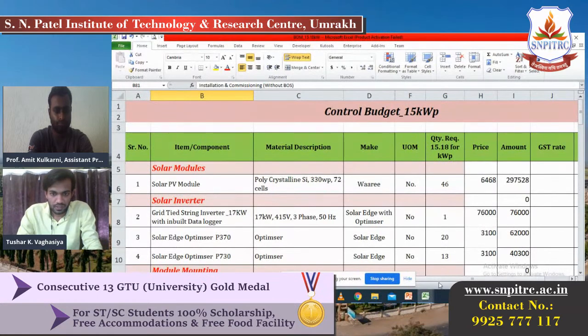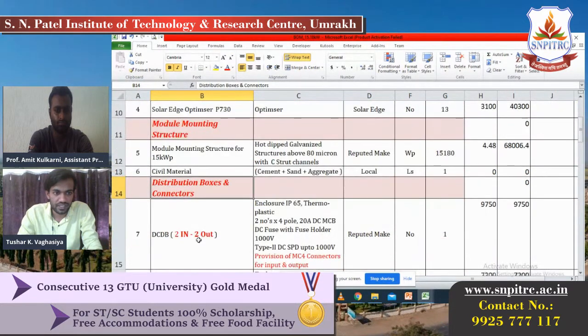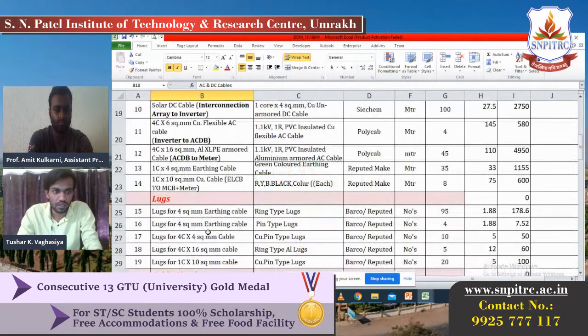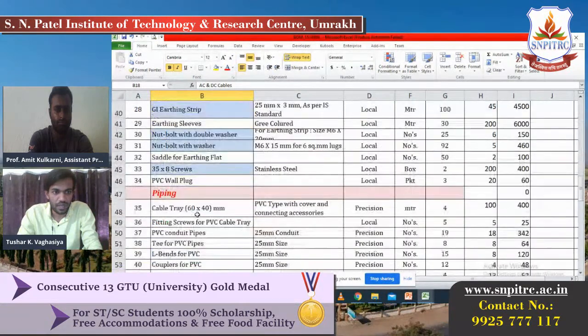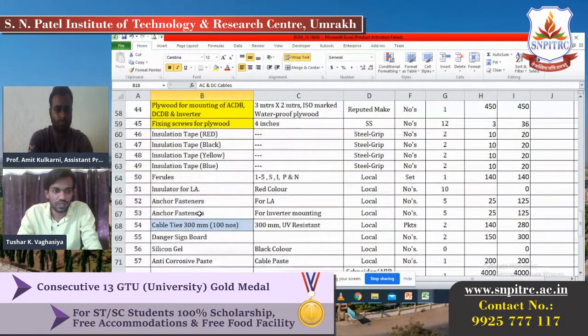So here are some of the items: the solar module, solar inverter. Also there is the module mounting structure, distribution box, and the ACDB and DCDB are part of the distribution box. AC cable, DC cable, plugs, glands, earthing material, piping material, and miscellaneous items like insulation tape, hair hoods, insulators, LA, anchor fasteners.